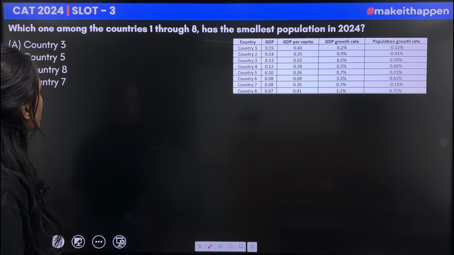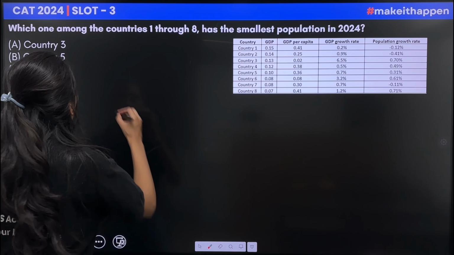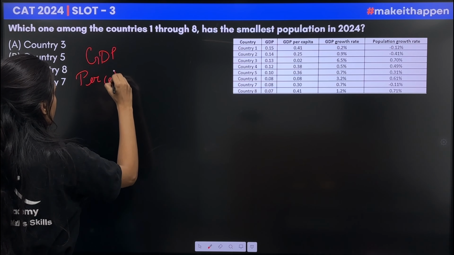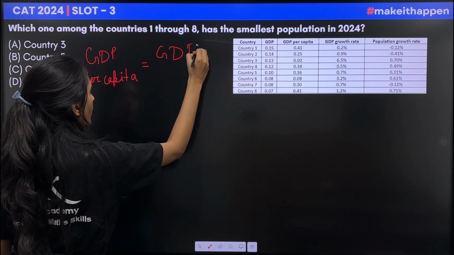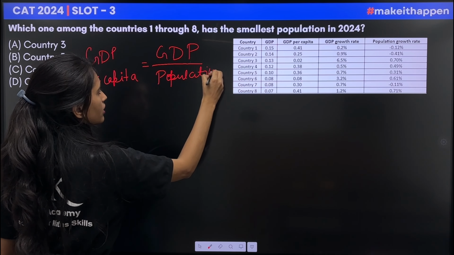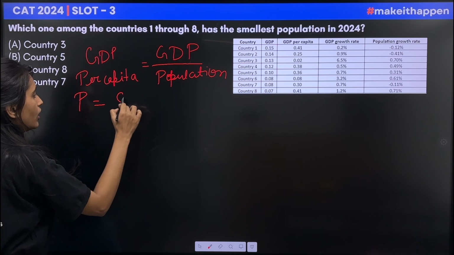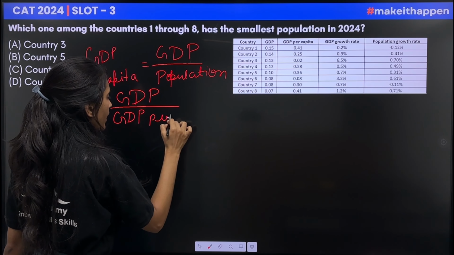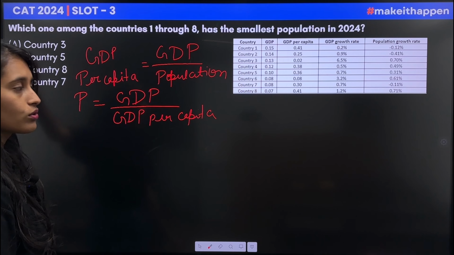Now, which one among the countries 1 through 8 has the smallest population in 2028? Now, if GDP per capita equals GDP upon the population, from this I can find the population of the countries in year 2024. So population is equal to GDP of that country upon the GDP per capita. Now we'll go through the options.